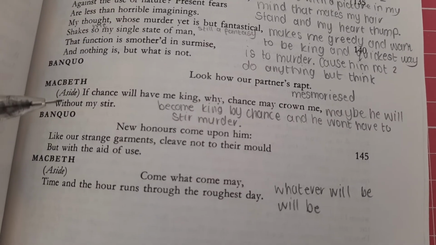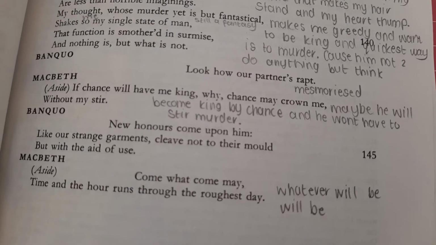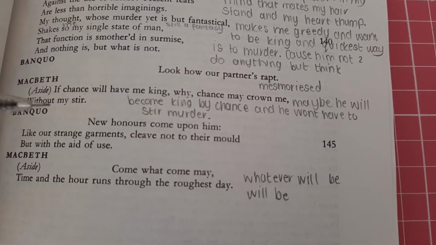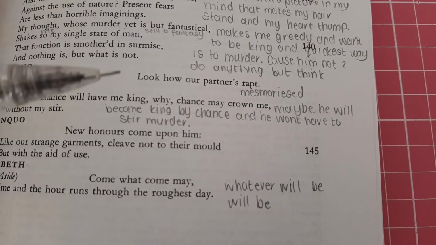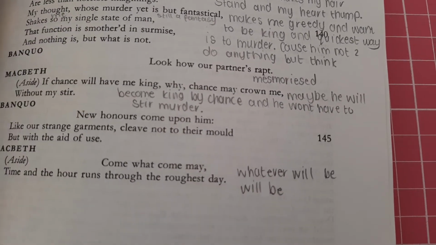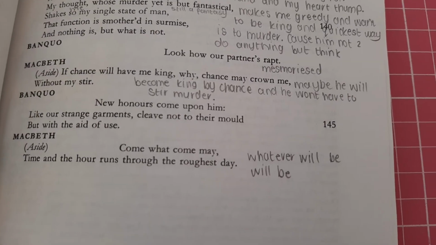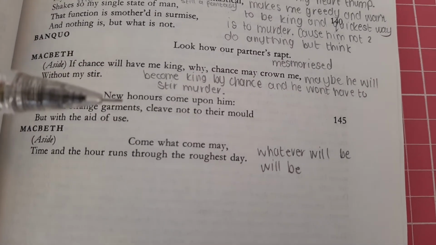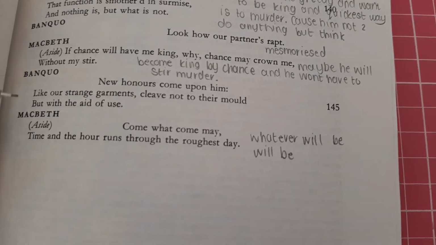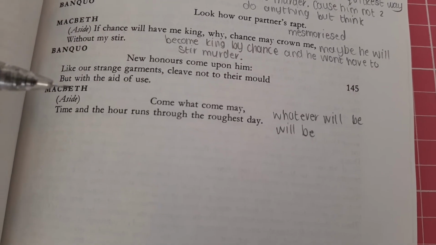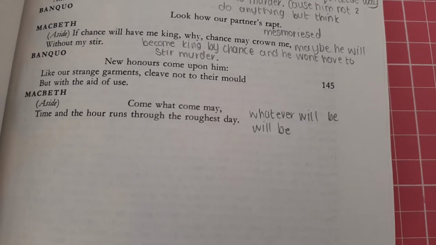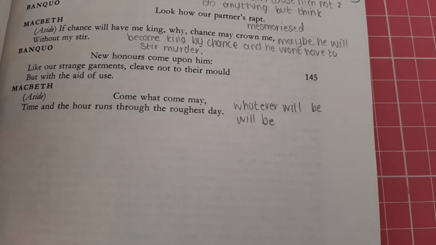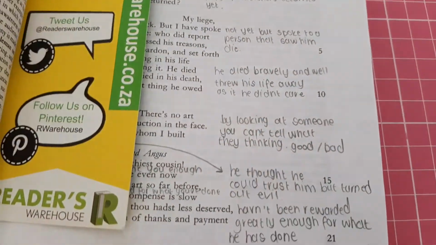So Macbeth says aside, in his mind, if chance will have me king, why, chance may crown me without my stir. So he might just become king by chance and won't have to murder. Then Banquo says, new honours come upon him, like our strange garments, cleave not to their mould but with the aid of use. So Macbeth says to himself, come what may, time and the hour runs through the roughest day. Whatever will be, will be.